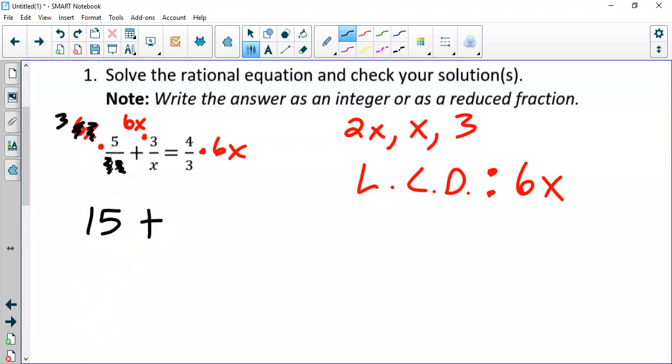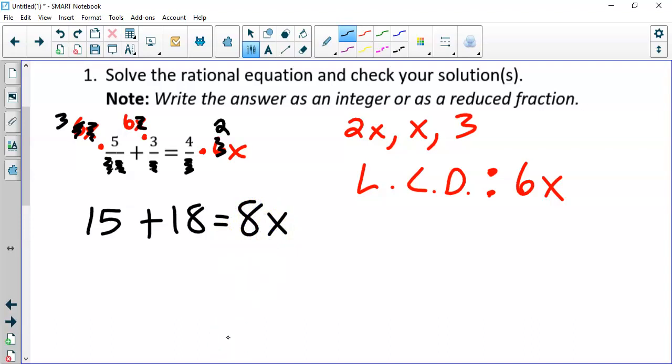Plus, what's going to happen between the 6x and the x? Yeah, the x's go away. So that leaves us with 6 times 3. 18. Perfect. Equals. What's going to happen between the 3 and the 6x? Divide to 2, because the 3 goes away and the 6 becomes a 2. So what is 4 times 2x? 8x.